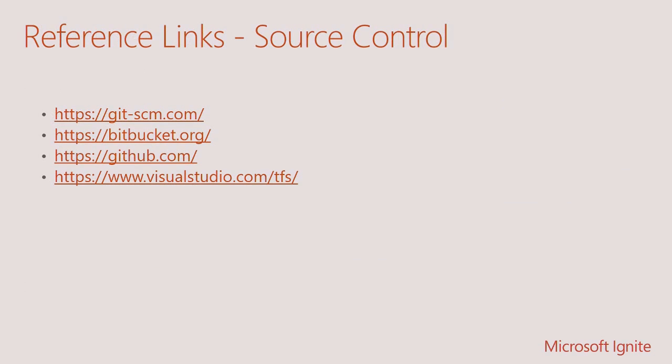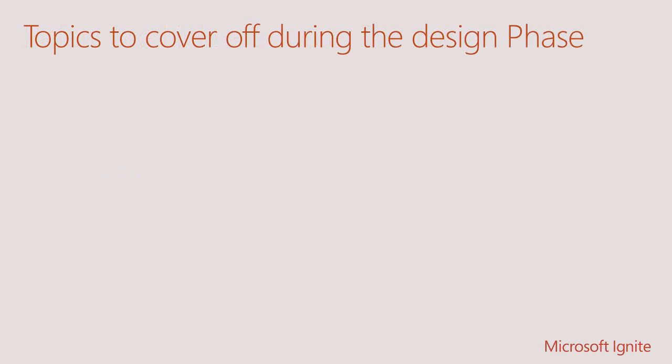So, the reference links I talked about. Now, topics to cover off during the design phase. Error handling. You're probably already doing some type of error handling, whether it's writing to an event log or log files or whatever it might be. Just create an automation piece for that and use that as a repeatable process.